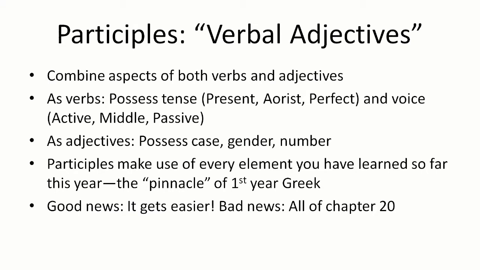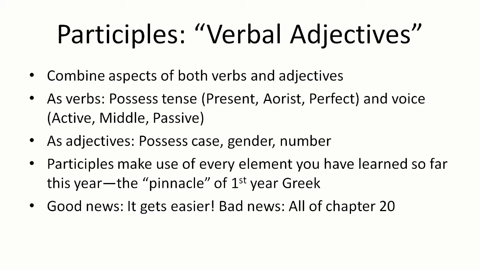Like verbs, they do have tense. Fortunately, with the participles, you do not have as many tenses as the indicative mood. With the participles, we are only going to be dealing with present, aorist, and perfect. They also have voice, the three voices that we've had so far, active, middle, and passive. Some of the tenses, present and perfect, are going to have middle and passive. The aorist is going to have separate middle and then a separate passive. So they are kind of like verbs in that they have those two verbal aspects.